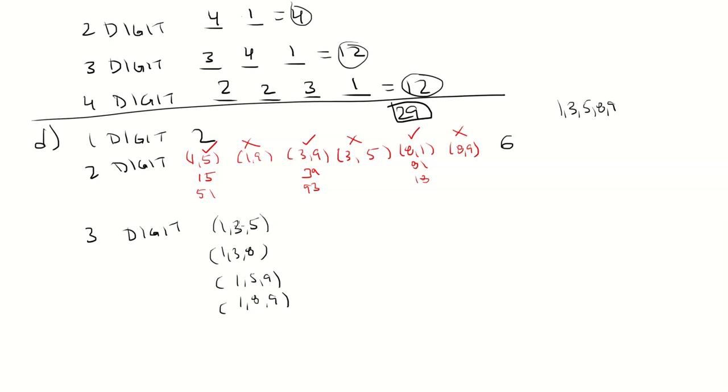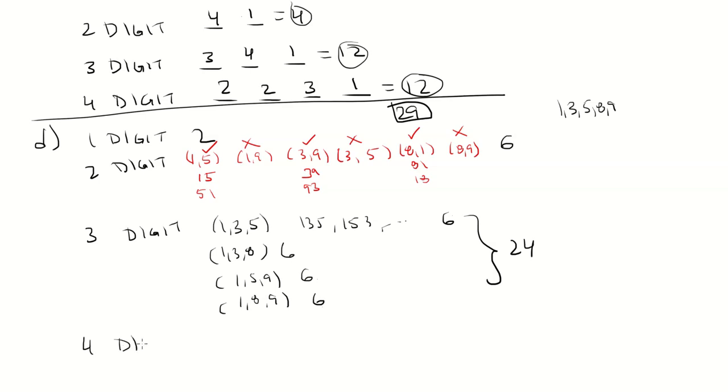So we can have 1, 3, 5. We can have 1, 5, 3, etc. There's going to be a total of 6 because there's 3 numbers. The way to rearrange all 3 numbers is 3 factorial. So each one of these will have 6 altogether. So 6 plus 6 plus 6 plus 6, that's going to give us 24.